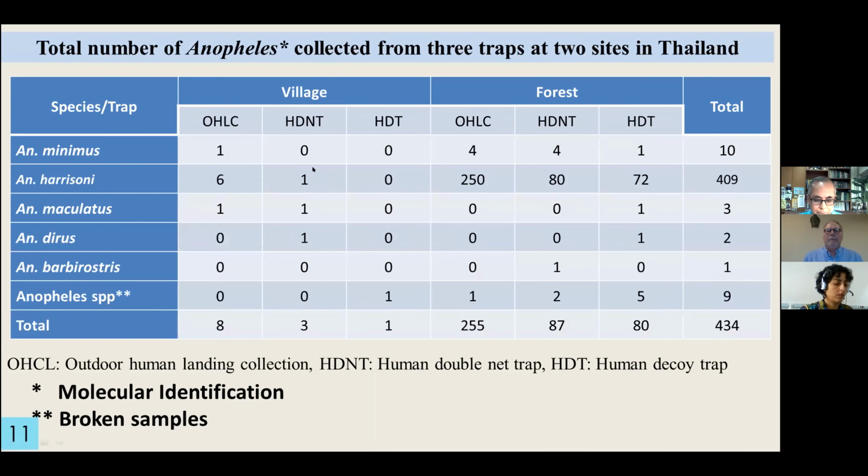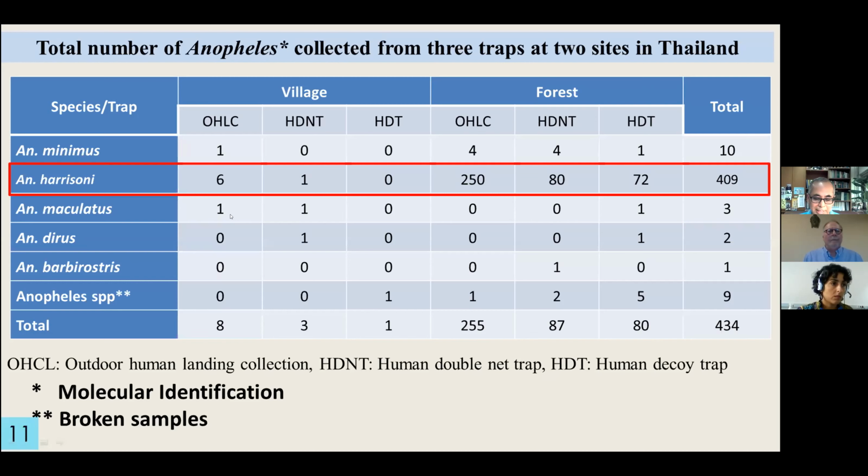This slide shows the Anopheles mosquito species collected from the 3 trap devices in the village and the forest in Thailand. 5 species were molecularly identified, and the major species captured belonged to Anopheles harrisoni. Anopheles harrisoni is a member of the Anopheles minimus complex. As you can see here, there was very poor participation of Anopheles dirus and Anopheles maculatus. I will tell you later why.